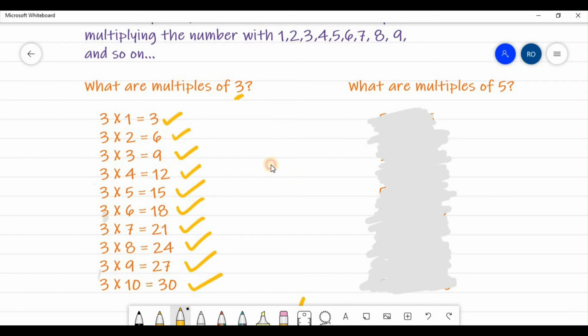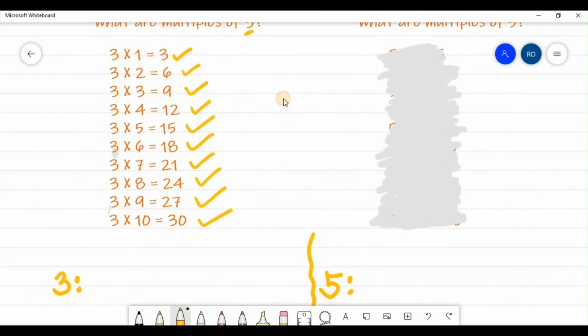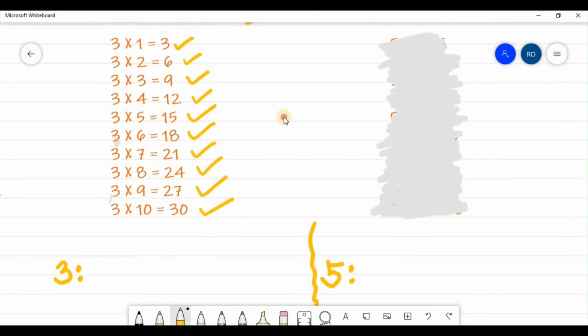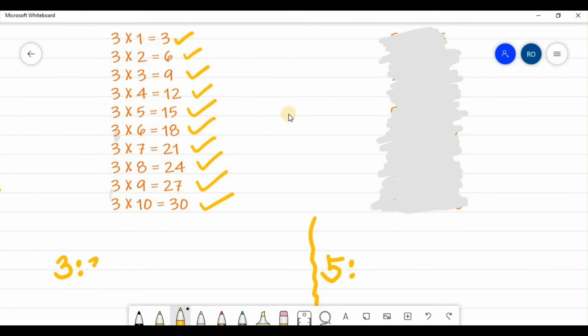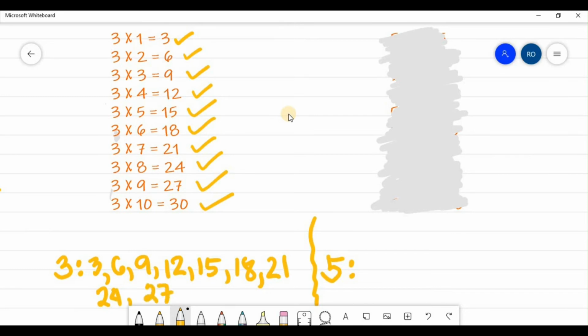So the first 10 multiples of 3 are 3, 6, 9, 12, 15, 18, 21, 24, 27, and 30. Again, we only get the first 10 multiples of 3. We have 3, 6, 9, 12, 15, 18, 21, 24, 27, and 30 as the multiples of 3.